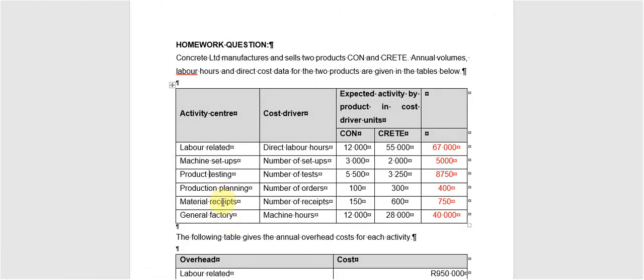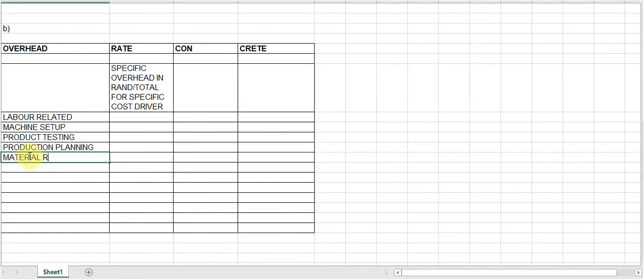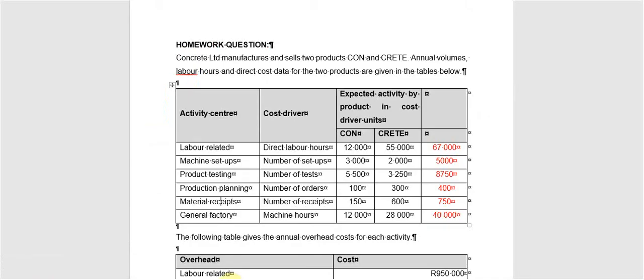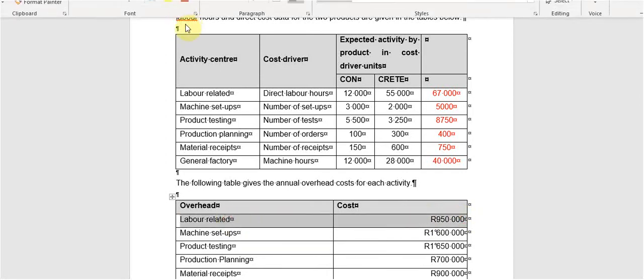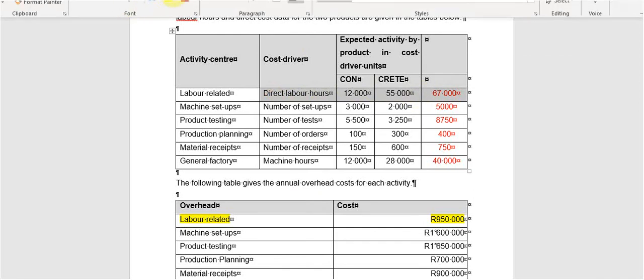Then it was material receipts and general factory expenses. Righto, so in ABC costing we have a rule that each of the overheads will be allocated on its own cost driver. So I am going to highlight it the same color. The 950,000 of the labor related will have to go with its cost driver, which is the direct labor hours.